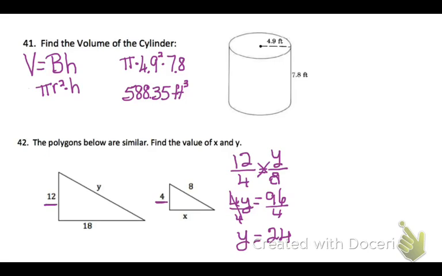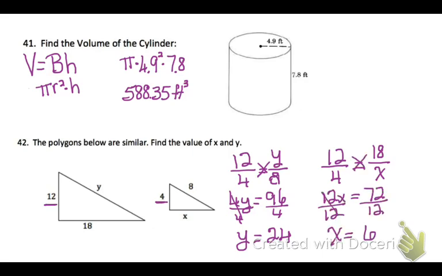I'm going to do the exact same thing with x and 18. Notice here I put the 18 because it goes with my first triangle on top. And I'm going to cross multiply and get that x equals 6.